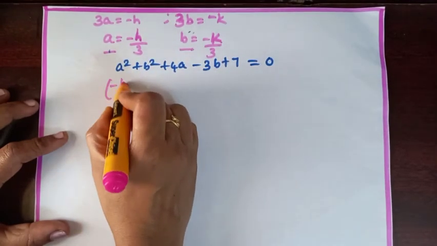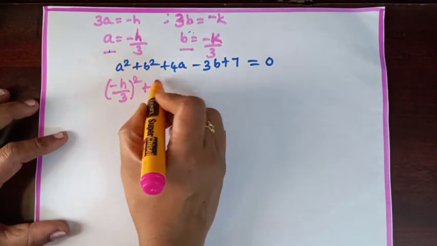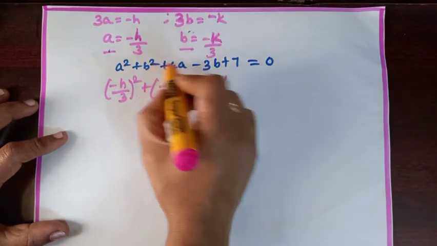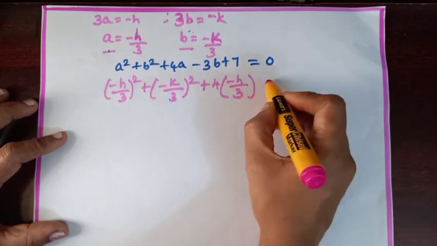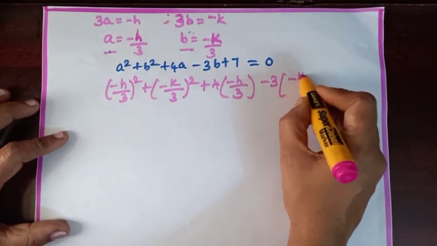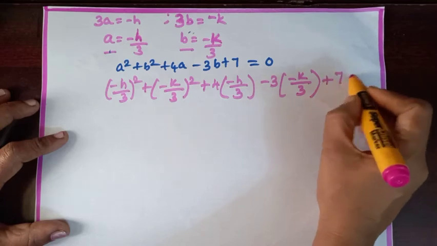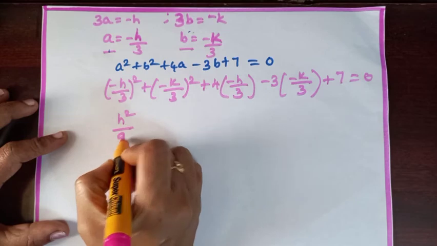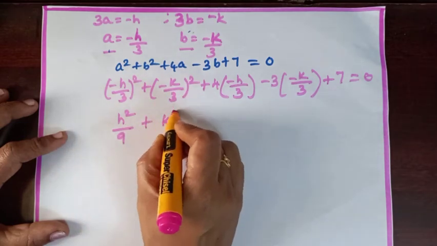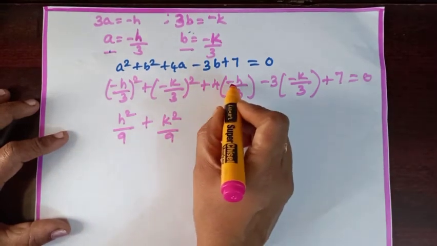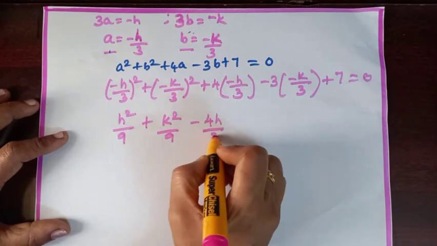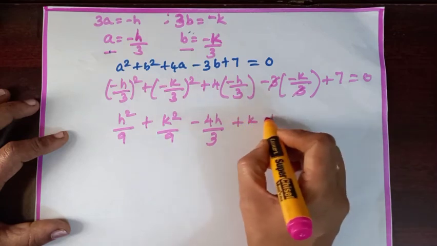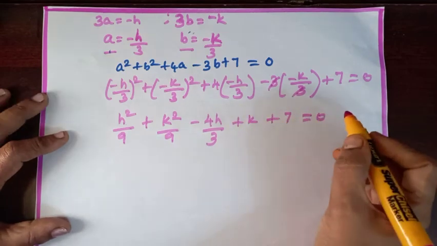Then we get (minus h by 3) the whole square plus (minus k by 3) the whole square plus 4 into a, a is minus h by 3, minus 3 into b, b is minus k by 3, plus 7 equals 0. (Minus h by 3) the whole square is h square by 9. (Minus k by 3) the whole square is k square by 9. 4 into minus h is minus 4h by 3. Here 3 and 3 will be cancelled. Minus and minus will become plus, k plus 7 equals 0. Now take LCM.